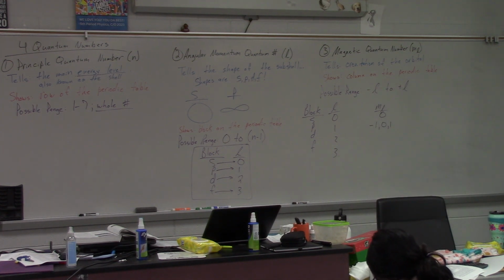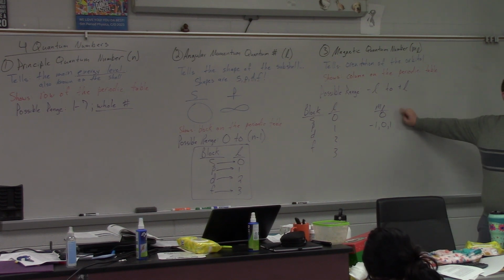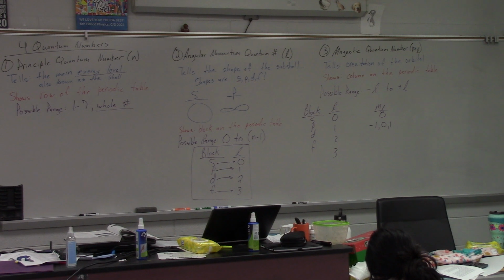A quick question before I forget. Somebody remind me, how many of those dashes did we have for an S subshell whenever we did the orbital notations? 1. Okay, so it had 1, right? It comes full circle. Hey, how many dashes were there for the P? It was 3.